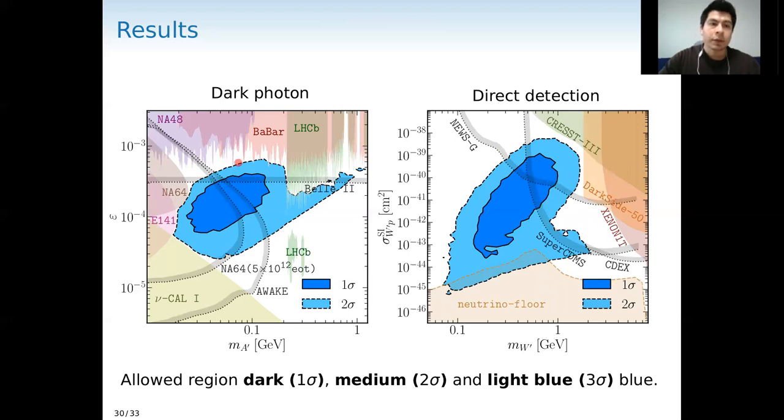and that can probably reduce the parameter space that we have in here. And also in the case of the dark photon, in the future, we may have experiments such as Belle II, AWAKE, and NA64 with a total of 5 × 10^12 electrons on target that can more or less cut in half the parameter space of this model.